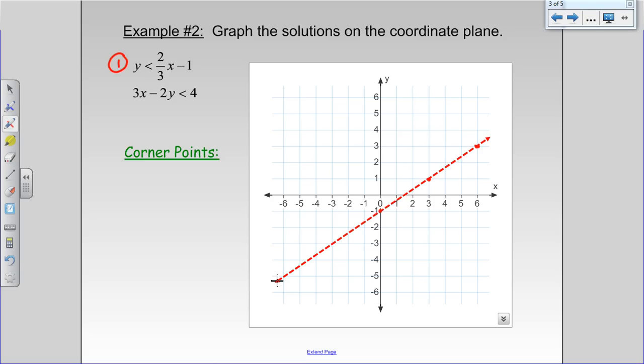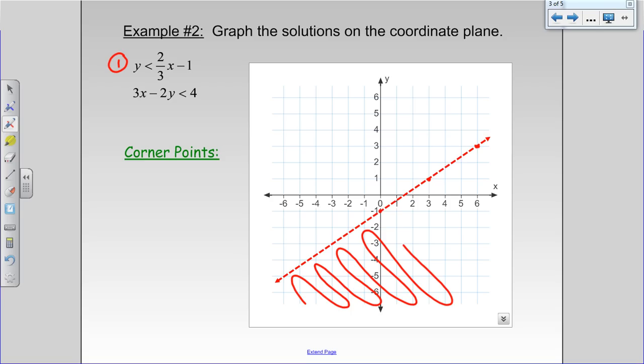Using the origin as a test point, we would obtain 0 is less than -1, which is a false statement. Therefore, the origin is not a solution, and the points that are solutions lie on the other side of our boundary line and are shaded red.